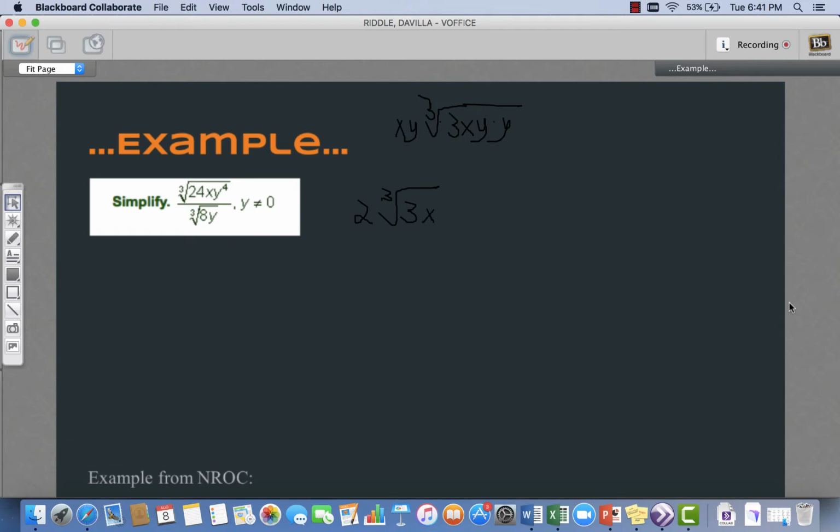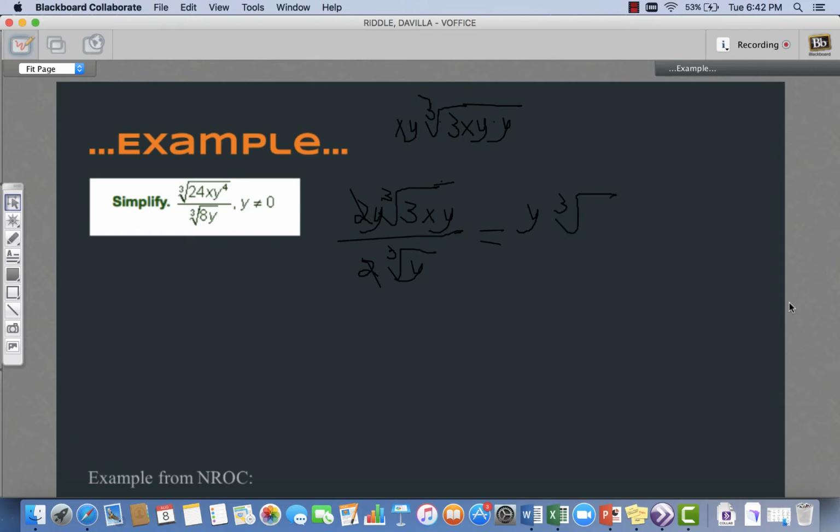And last but not least, we have the y to the 4th. One triplet will go outside, while the last triplet stays inside. So we'll have 2y right over there. And then, similarly with the bottom, we'll have 2 coming out from the 8, which provides a triplet of 2's. And we'll have the y stay inside because there's only one y. So we can start off with what cancels out. We have the 2 here that comes out. And we're left with y to the y outside there.